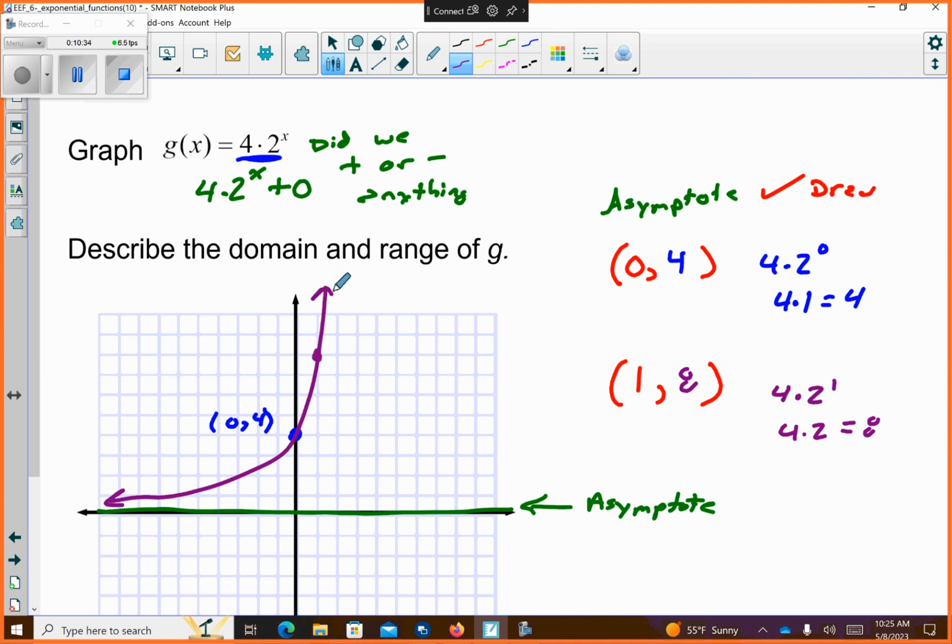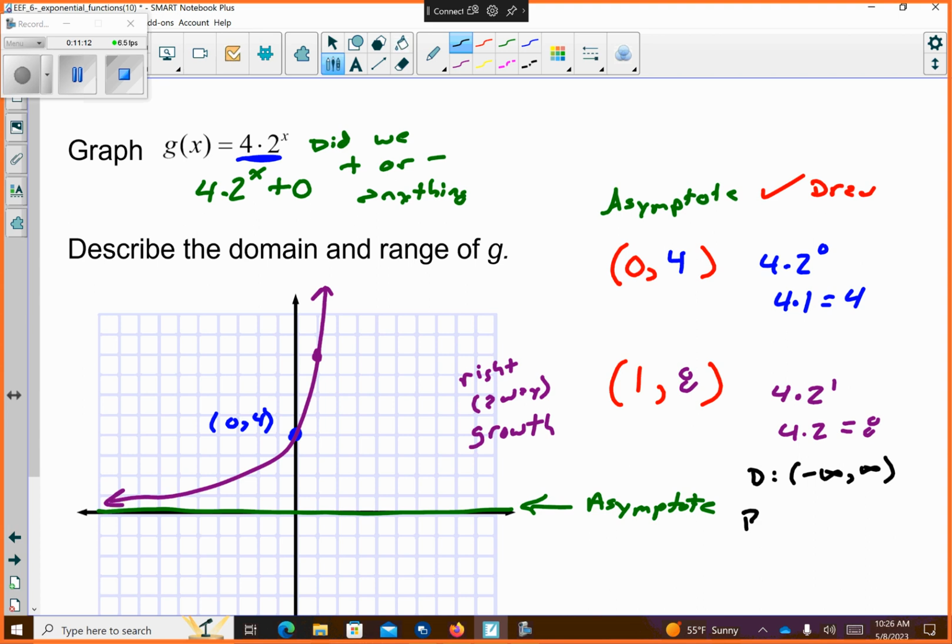So as I go to the right, is it going towards the asymptote, or is it going away from it? Away. So is it growth or decay? Growth. As I go to the right, it is going away from the asymptote that we have up there. Now, domain is pretty simple. Ready? Domain. Just like the parabolas, negative to positive infinity every time.